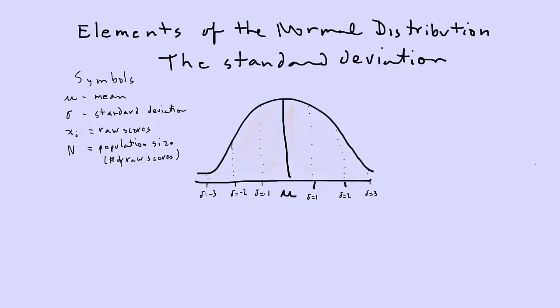Symbols. For the purposes of this video, we'll use the following symbols, which are located to the left. Mu is the mean. Sigma, the standard deviation. Xi is a set of all the raw scores found in the distribution. Capital N is the population size, essentially the number of raw scores.